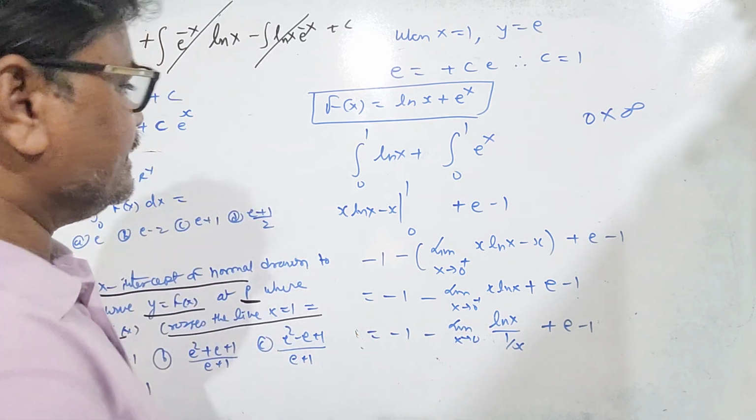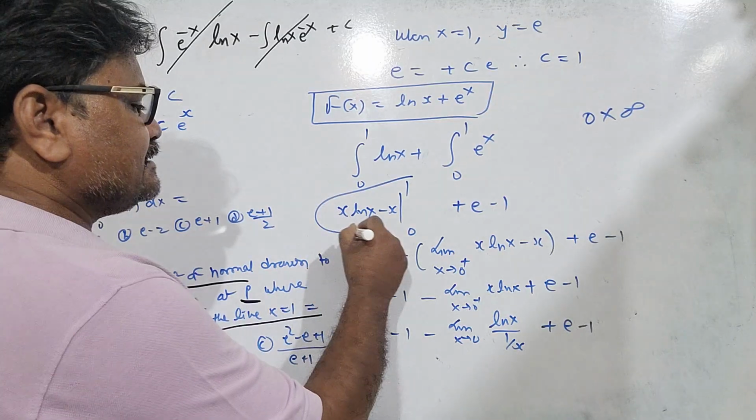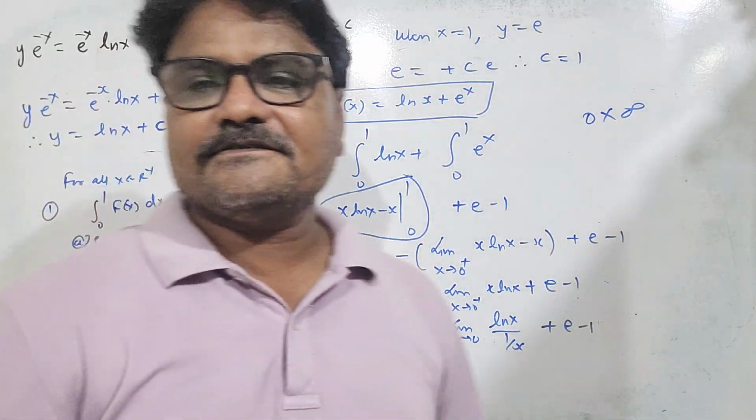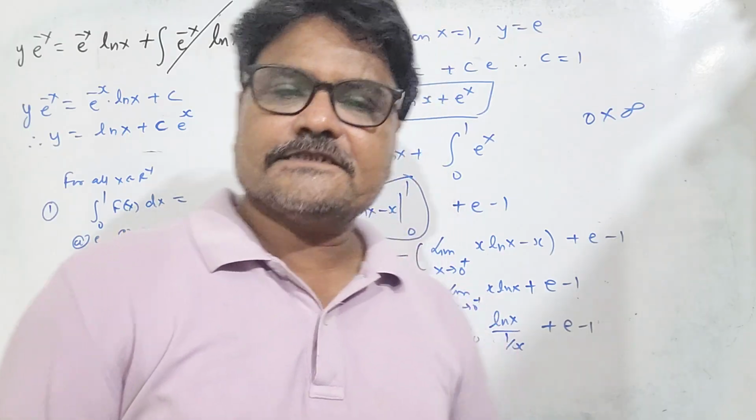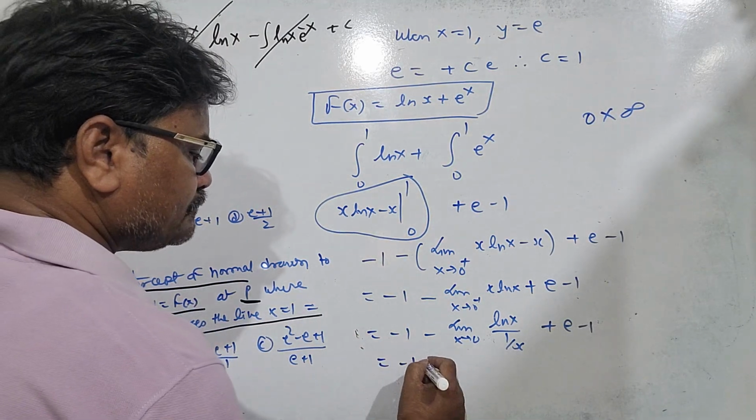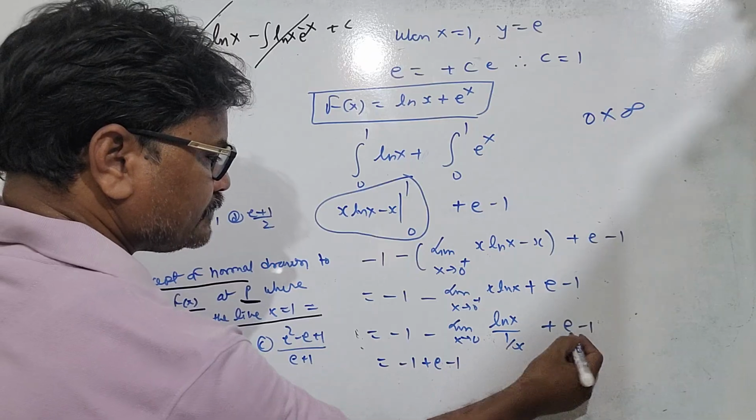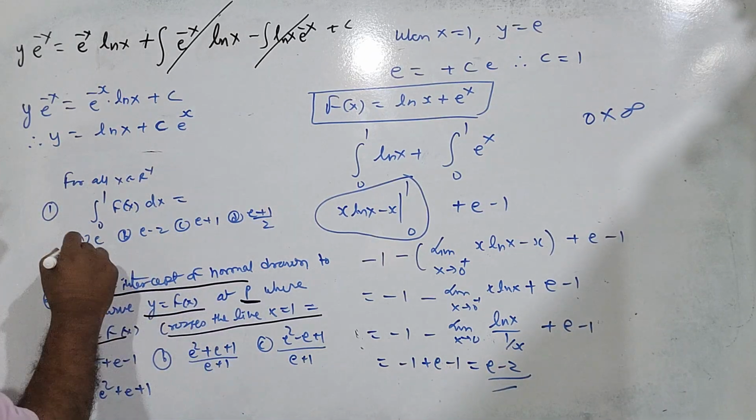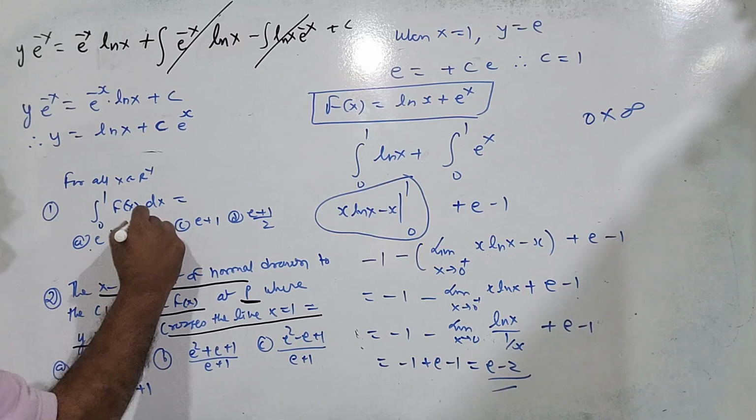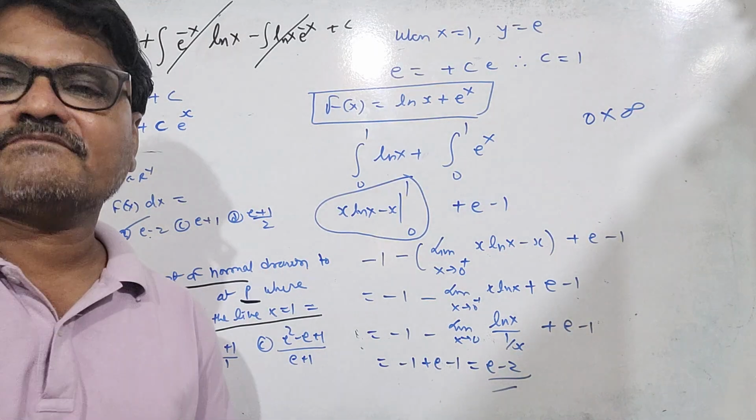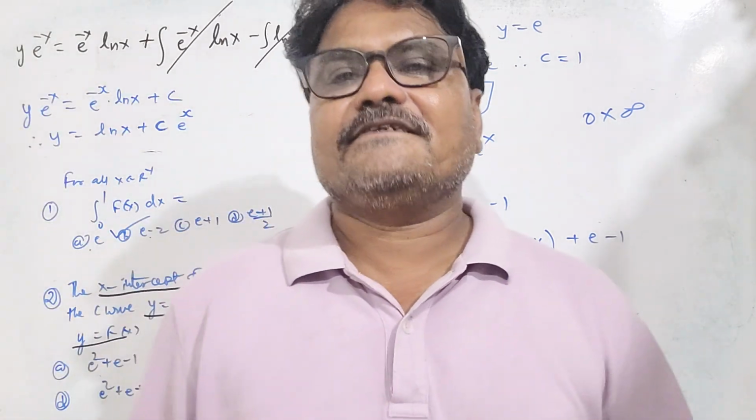So therefore I said that for x ln x minus x from 0 to 1, the answer is minus 1, so that you can save time. So this is minus 1. This is minus 1 plus e minus 1, that is equal to e minus 2. So e minus 2 is your answer. I hope that you understand this.